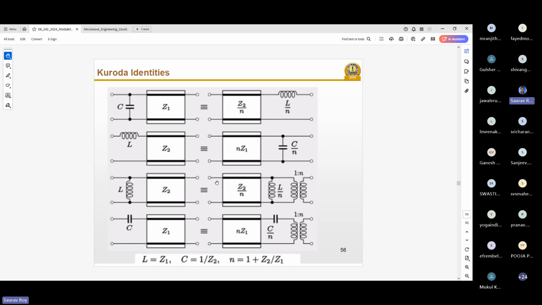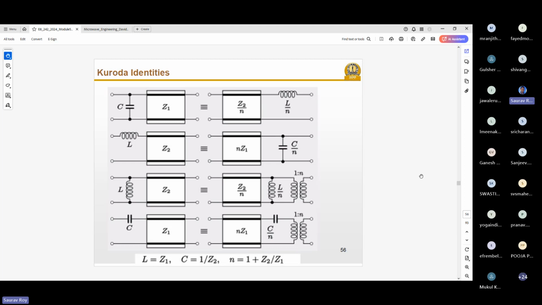Now you remember we had a problem, that we cannot connect a series inductor. So what can we do now? Now you see the second one. L is connected in series, right? Now using this right hand side identity, we can replace that with a capacitor in shunt, which is normalized by C by N. This N parameter is calculated as 1 plus Z2 by Z1. These are very useful identities, and that is how you have to design your circuit. You will know some L and C values, and then you have to replace them with this.